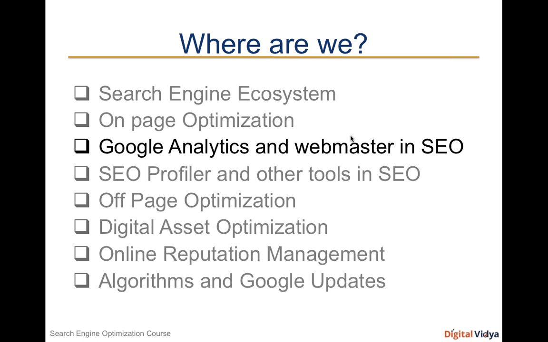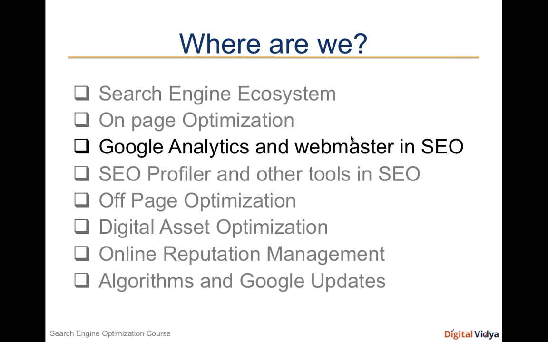So we have covered the search engine ecosystem and on-page optimization. There were several different aspects within on-page optimization and the SEO audit as well, which we did prior to that. Now the third module, guys, is Google Analytics and Webmaster. What are these two different tools all about, guys? Google has several products. I gave you a small brief about these products in the last session, when we were discussing all the modules.